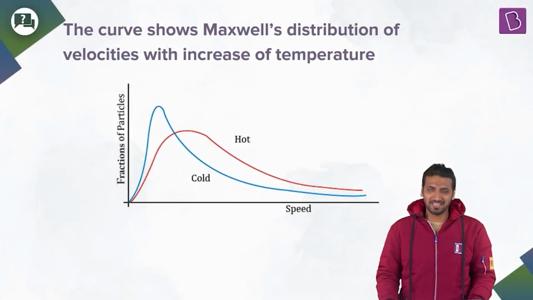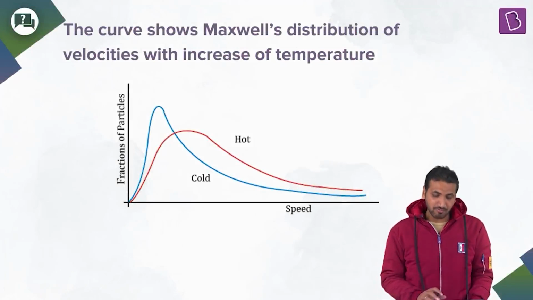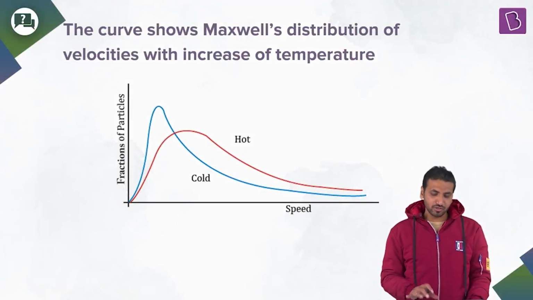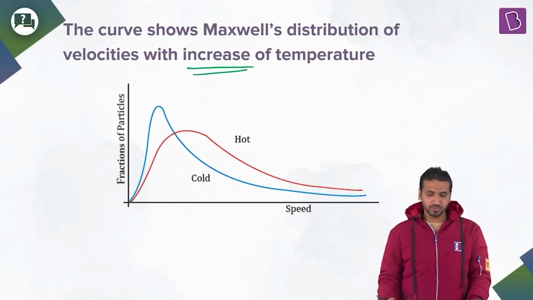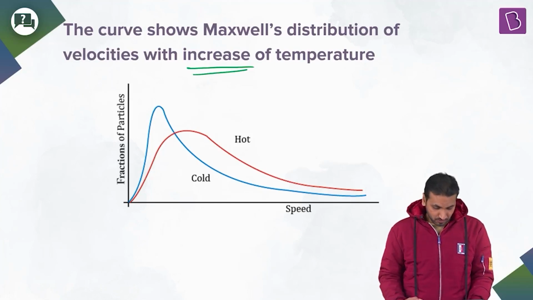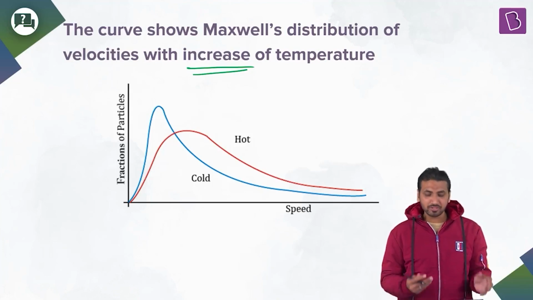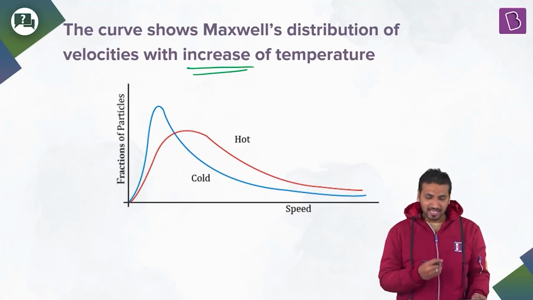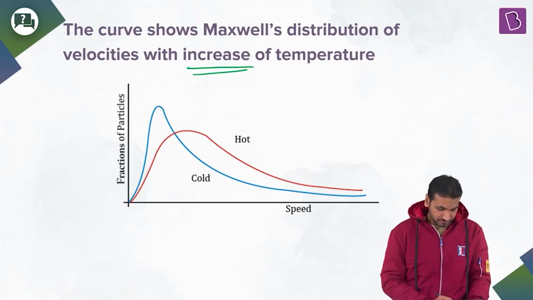So here you have a graphical question. Let's see what the question is saying. The curve shows Maxwell's distribution of velocities with increase of temperature. You have this curve, which is between number of particles and speed, and the blue one denotes the cold curve, and the red one is for hot. That means you are increasing the temperature from cold to hot, and the curve is changing its shape.